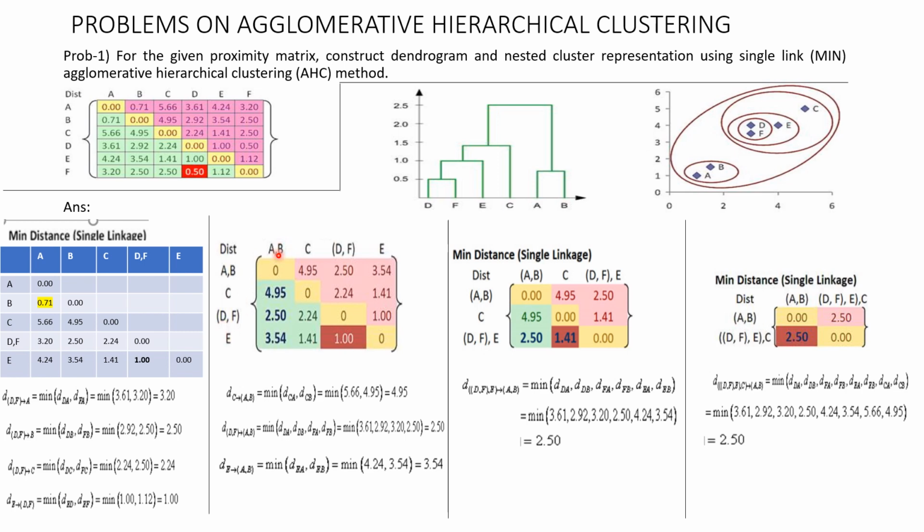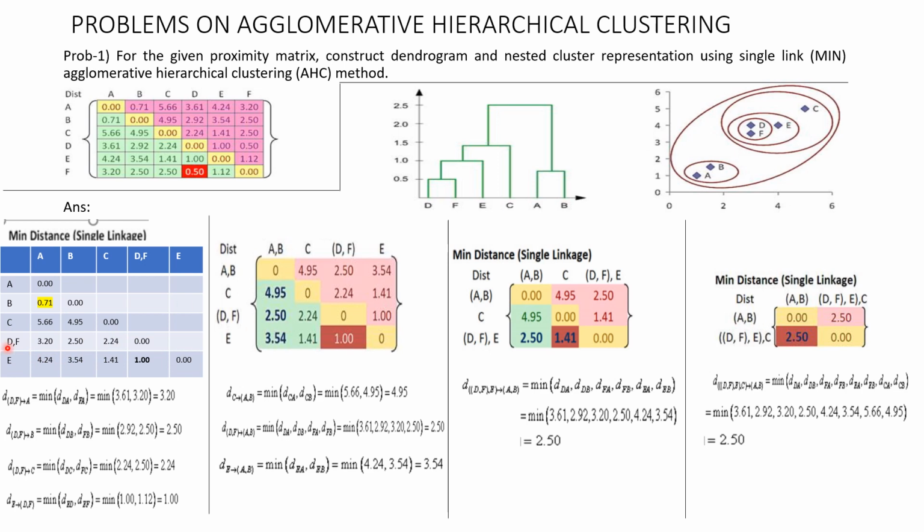E to A comma B. Minimum of E to A or E to B. What is E to A? E to A is 4.24. E to B is 3.54. So you'll get the minimum 3.54. The other numbers are the same, so he has not given that. Other numbers you can copy from this matrix, right?